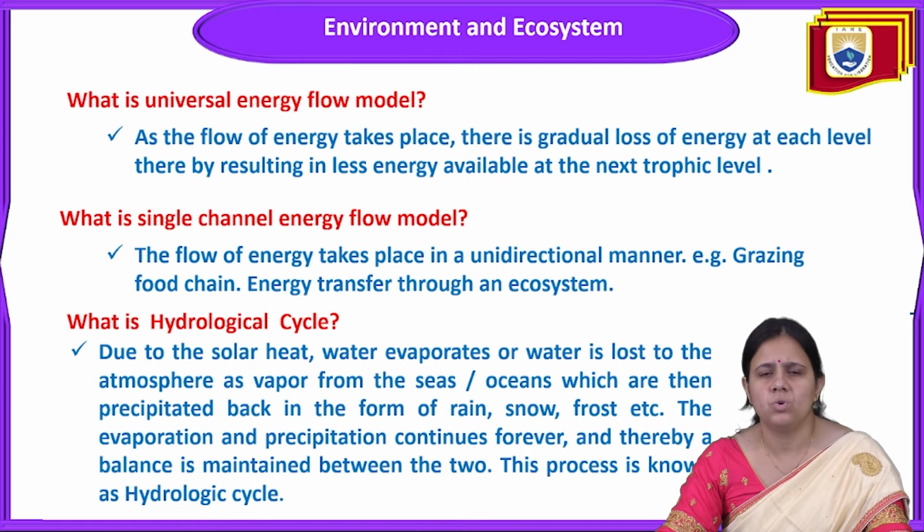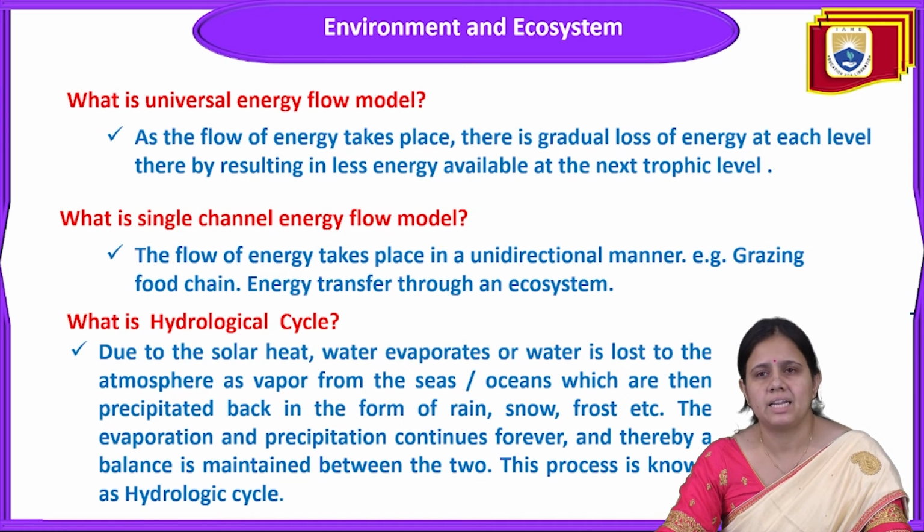That will be the energy flow model in any ecosystem. We can take the example of a desert ecosystem, a pond ecosystem, or a grassland ecosystem. We can say that some amount of energy will be lost while passing from one trophic level to another trophic level. This is called the universal energy flow model.